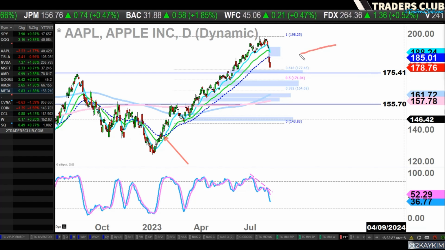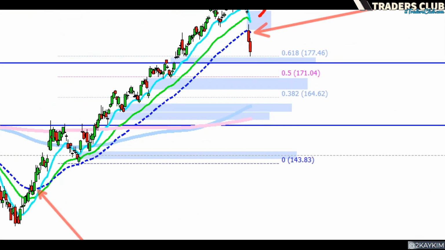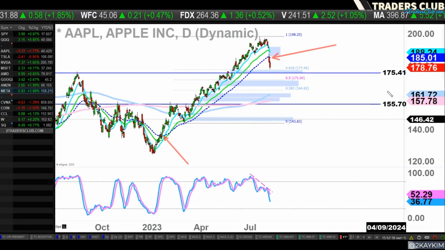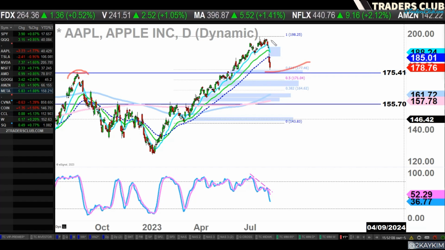The midterm moving average has been lost since last Friday, and this down gap is still open here, and all these moving averages are falling as of today. Keep in mind that we do have the prior swing high, which is 175, that could potentially act as support. So that's the prior resistance acting as new support.